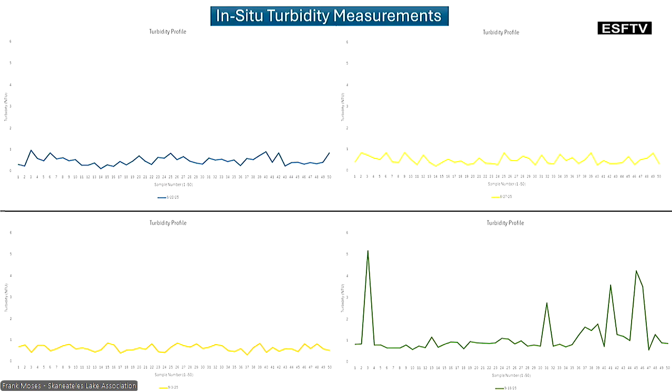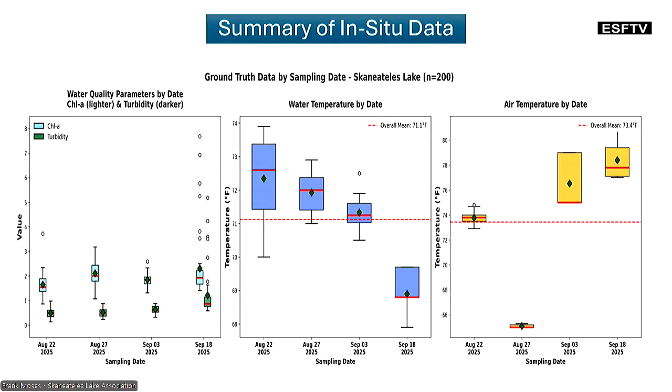But these are just for the 50 points on the lake. We use these points to train the AI models here. This is a little bit of a summary of the field data.